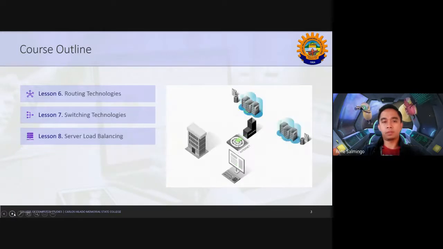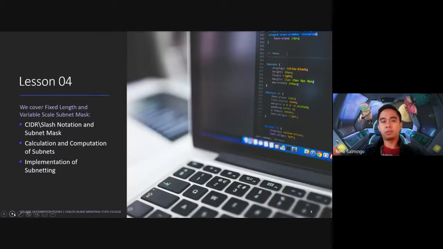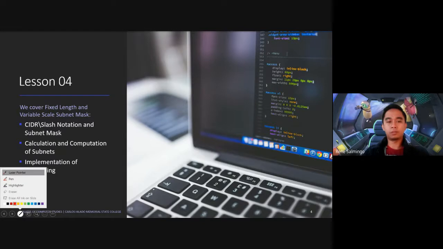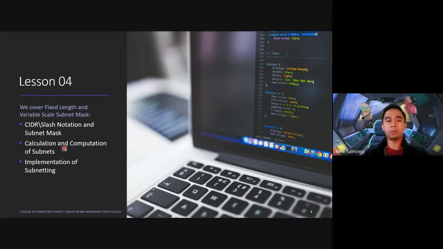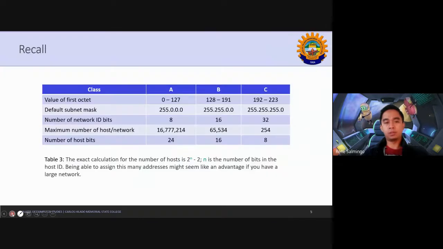So we are going to end in server load balancing. Lesson 4, we now consider CIDR or slash notation and subnet mask. We'll have some calculations and also computation of subnets and implementation of subnetting. So these are the 3 topics that we will be able to touch on this day.